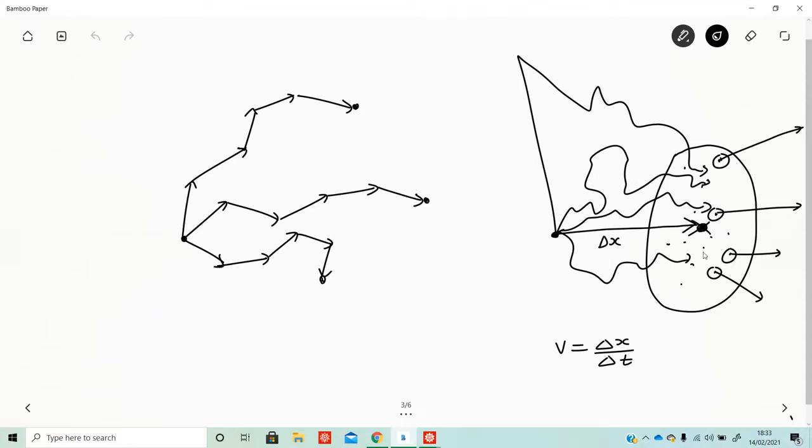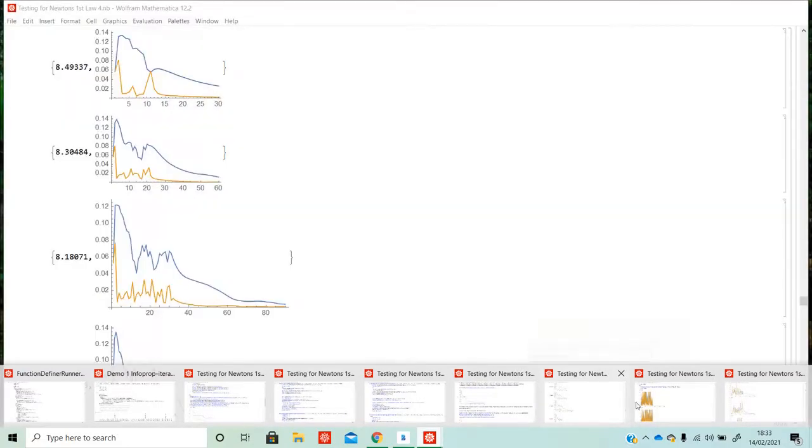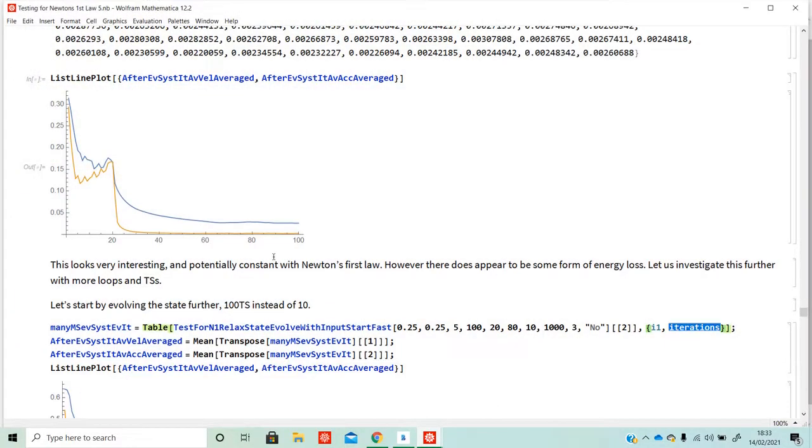But if you take this and you time average it, so that means you take the average expectation value at the end, and you take that to be the delta x, and then you divide that by the change in time for that to happen, then you get something which looks a lot more like energy conservation.